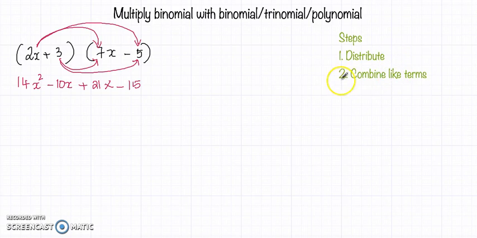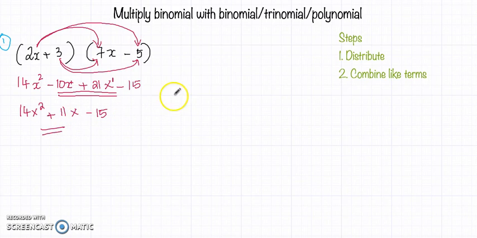The second one is to see if there are any like terms, and if you have any like terms, to combine them. So if you look here, you have an x squared term here. We don't have any other x squared terms. So you leave the 14x squared just like that. Then you have an x term here, x to the first degree and x to the first degree. So they're like terms. So negative 10 plus 21 is positive 11x. So you have to combine these two because they're like terms. And then you have a negative 15, and that would be your answer. 14x squared plus 11x minus 15.